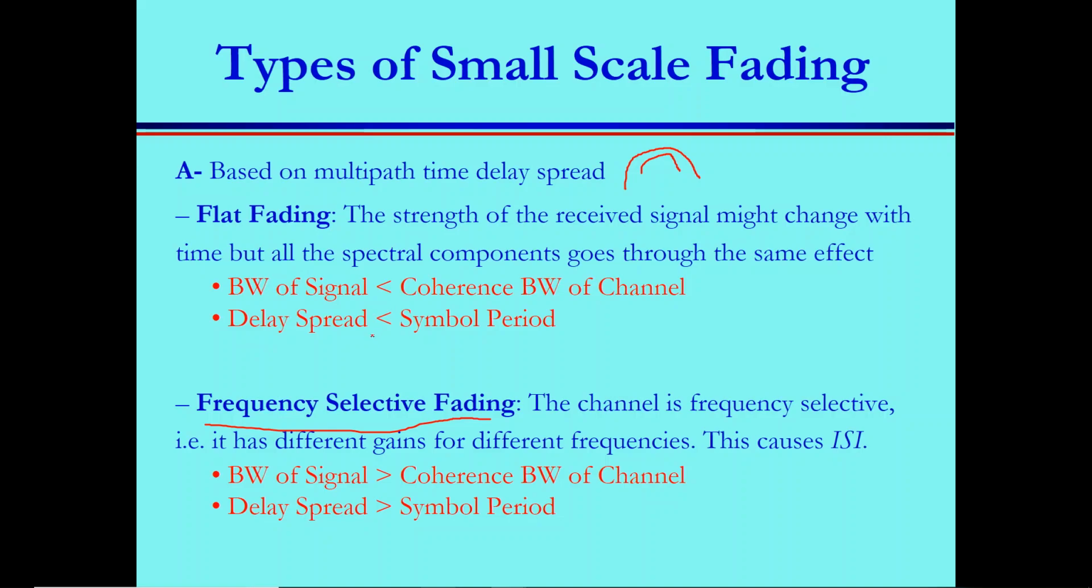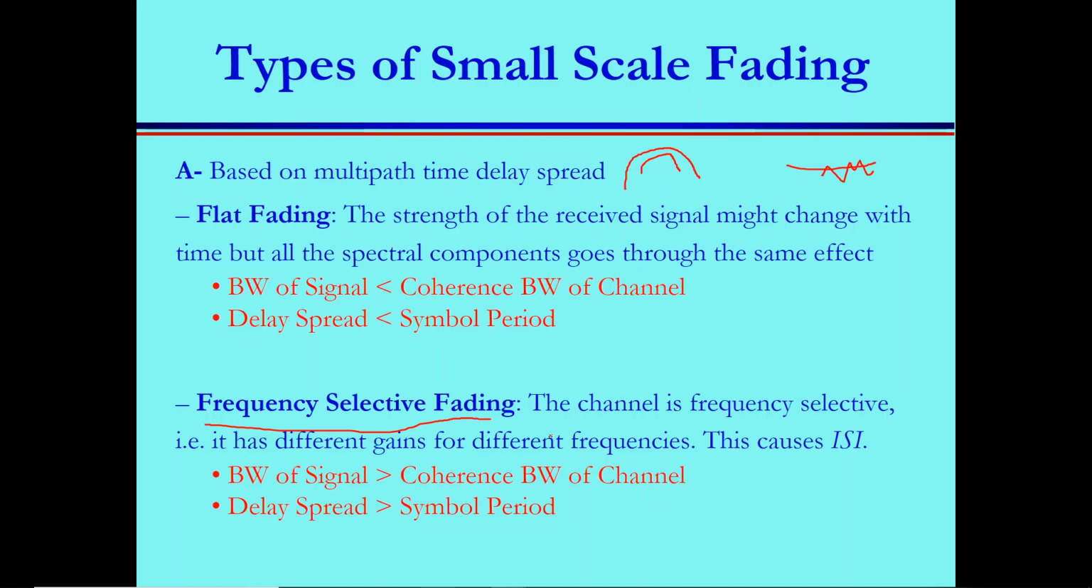Or in other words, this happens when your delay spread is less than the symbol period of your transmit signal, or symbol period greater than delay spread. This means that you don't have delay spread. That's why you don't have distortion in the frequency domain of your signal, and because of that we call it flat. Flat means doesn't get hurt, doesn't have any fluctuation in the frequency domain. Clear? Now we have also frequency selective fading.